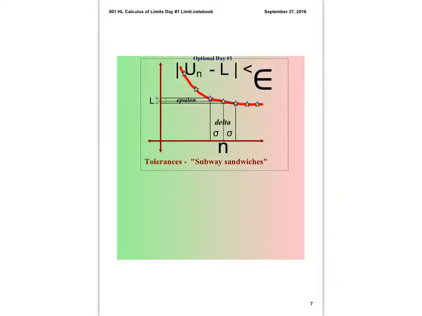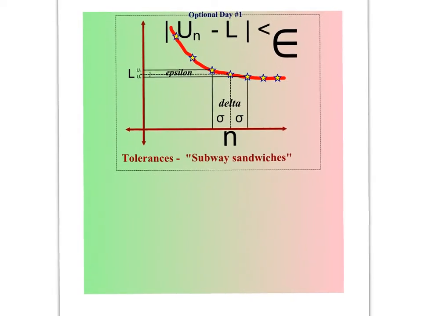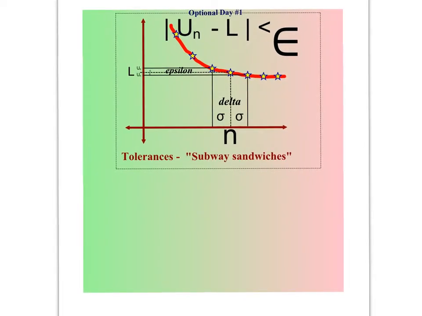Okay, so now we get to this idea of this limit at infinity. So say you've got this function in red. U of n is the function. Okay, L is the limit, and epsilon is going to be this tolerance, so to speak.